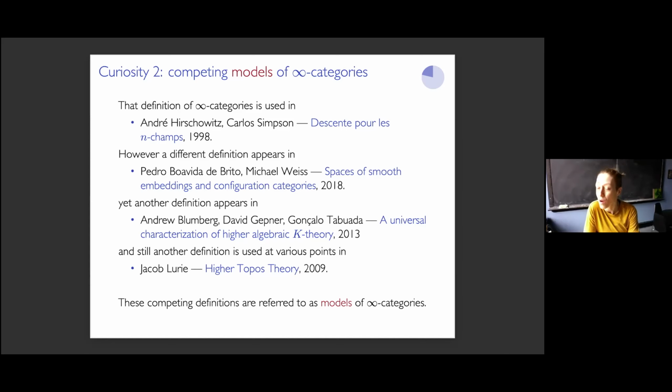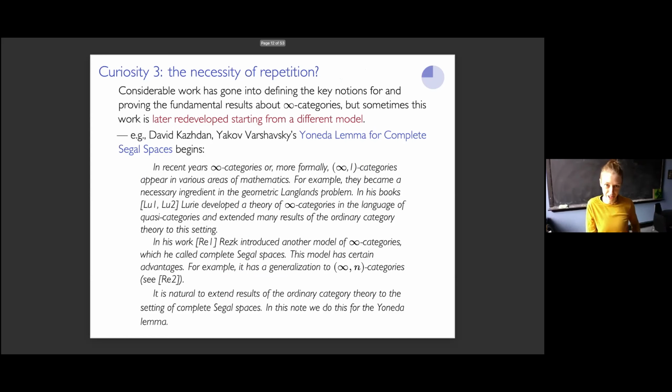There are quasi-categories. That's a famous model. Complete Segal spaces is a model. Segal categories. And simplicial sets. Those are the 4 models that I'm referring to here. But that's a curious feature from the outset. All of these authors are proving theorems about infinity categories, but they're proving theorems using 4 different definitions. So that's a bit strange.